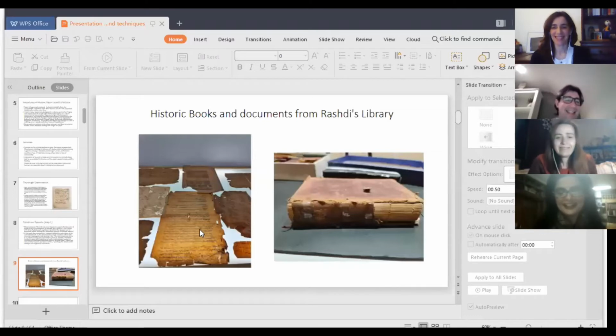Okay, that's fine. So these are just some of the historic books and documents that we found from Rashti's library. This book, as you can see, had a lot of damage on it, and there were scores of materials like these with broken tails and ends, missing supports. The staining is visible, the spine is gone. There are a lot of perforations. You can see where I'm pointing the cursor, right?